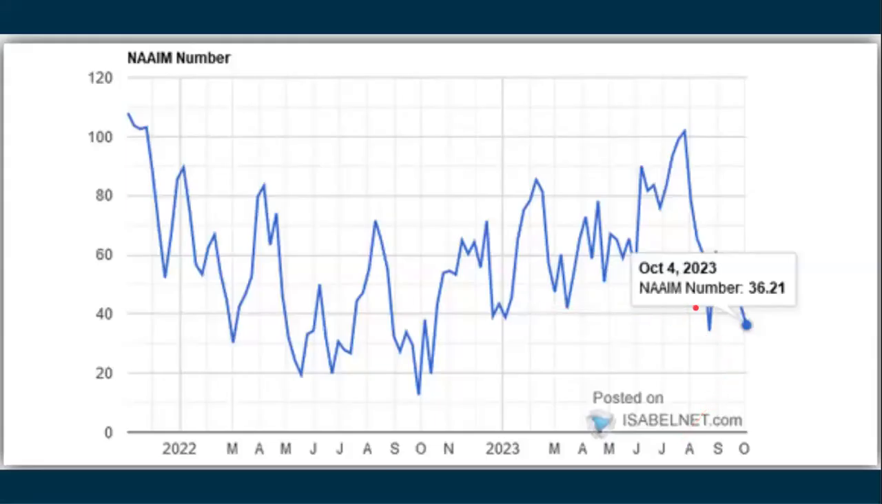And here's another chart of that same reading, where we're dropping below 40. We're at 36.21. Now, just because we're down at this level doesn't mean we're going to stop here. We could still go down further. When we hit the October 2022 low, they were very negative at that time, because they're human beings too.